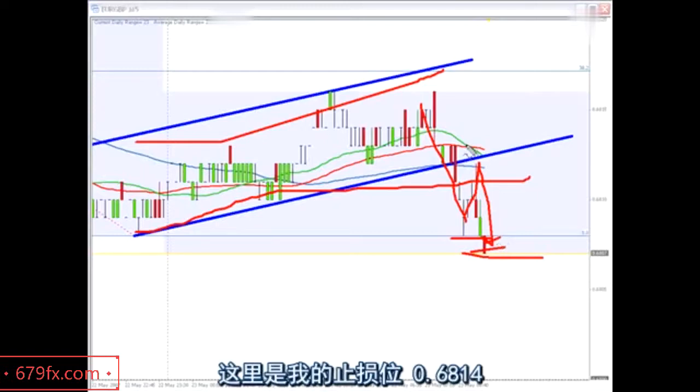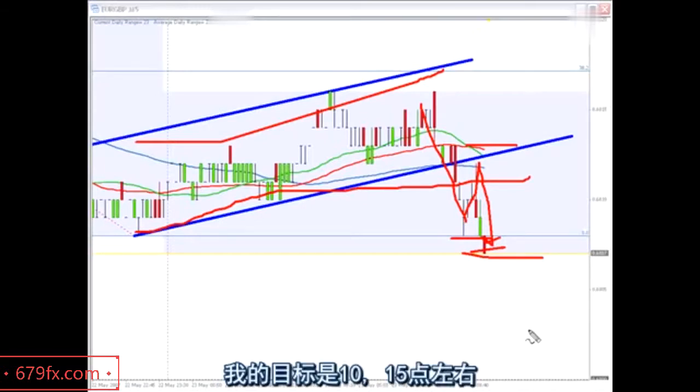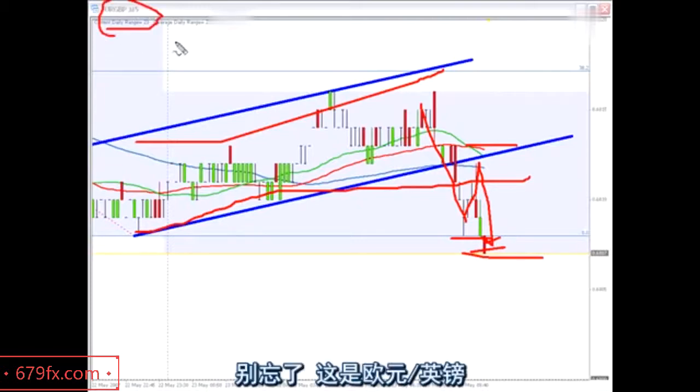My stop loss is placed up there, at 0.6814, and basically I'm searching for 10-15 pips on this trade. It's an intraday trade, and anyway, this is the Euro GBP currency pair, which is very slow.